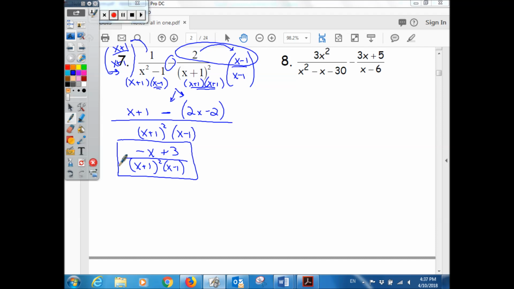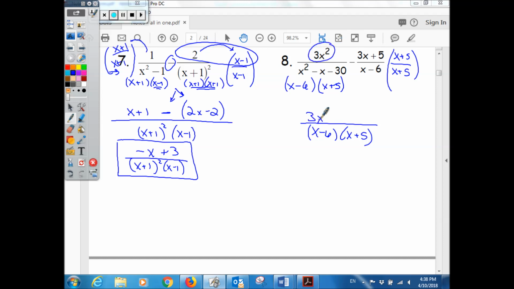Alright, number 8, get a common denominator again. Looking at the denominators, for my first fraction I've got x minus 6 and x plus 5. In the second fraction, all I have is an x minus 6. So notice the first fraction's denominator has all the factors it needs, but the second fraction needs to add an x plus 5 to its denominator so that we have the common denominator, which is x minus 6 times x plus 5. So my 3x squared, I don't need to multiply by anything.